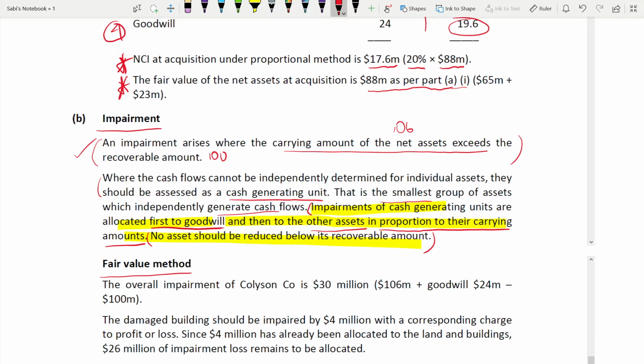Okay, this also you have to write. No asset should be reduced below its recoverable amount. You need to write it. You're getting points for it.